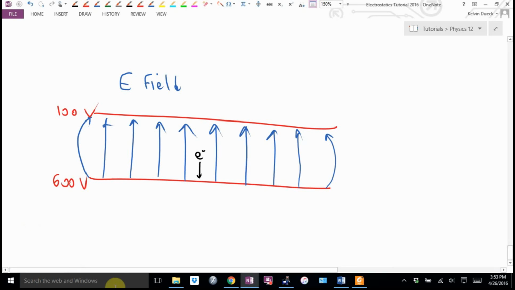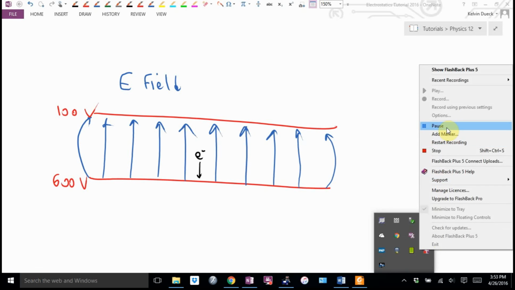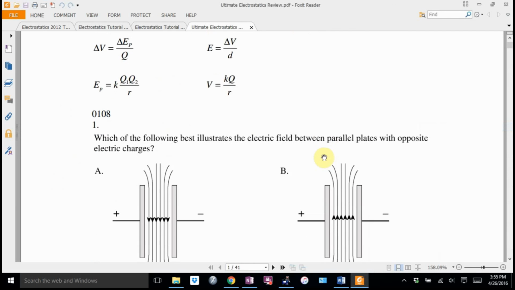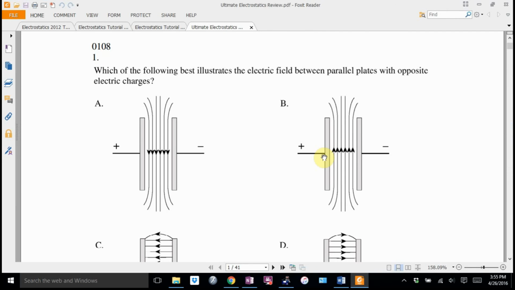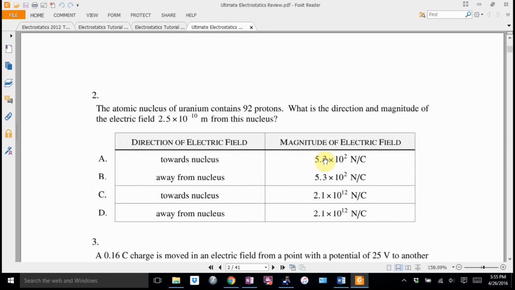Pause, and I'll do my favorite questions from the review. I think I do ask you a question about electric field diagrams. So something like number 1, between plates, or if there's point charges. I can't remember whether I put plates or point charges, but there's going to be a question about how we symbolize, how we draw electric fields.